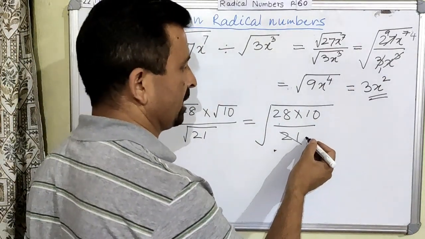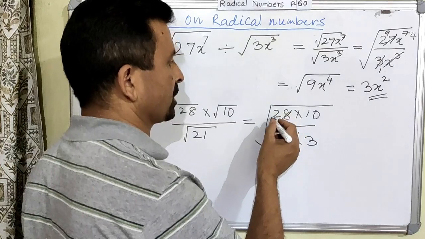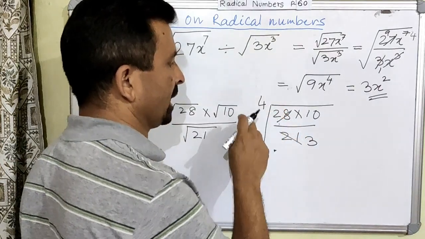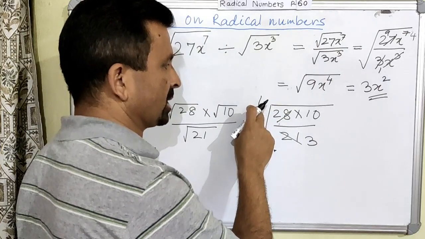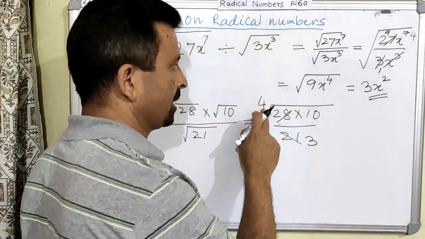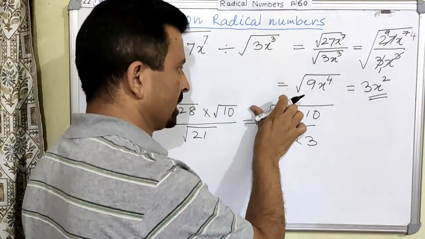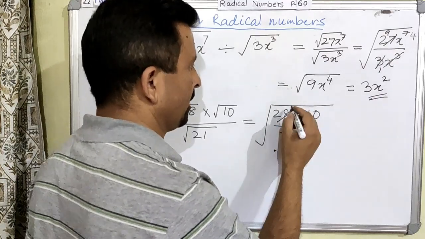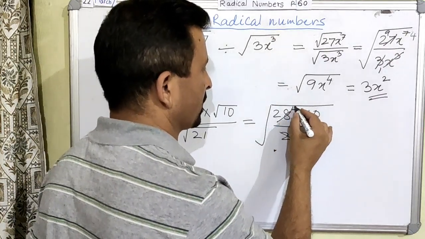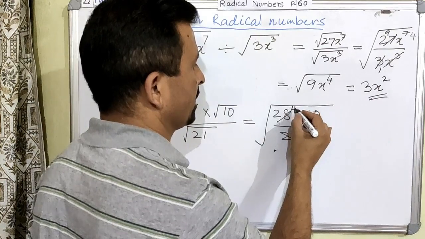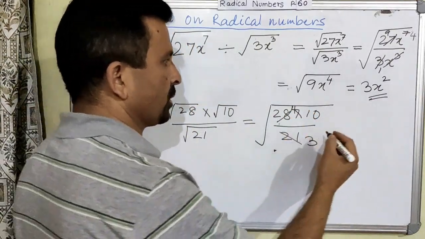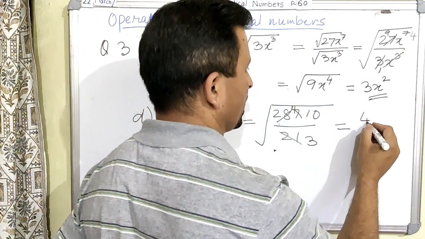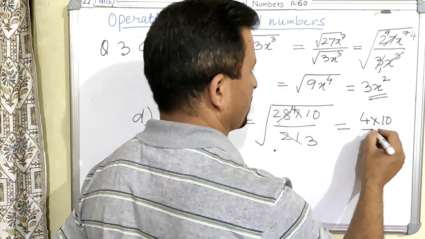So 7 3s are 21. 7 4s are 28. Okay. Please remember, because I don't have much space, so I am writing it here. Actually it is not outside, it is inside. Is it okay? Anyway, I will show you inside only, otherwise you will make a mistake. 7 4s are 28. Is it okay? Now nothing more can be simplified. Now you have got 4 into 10 over 3.